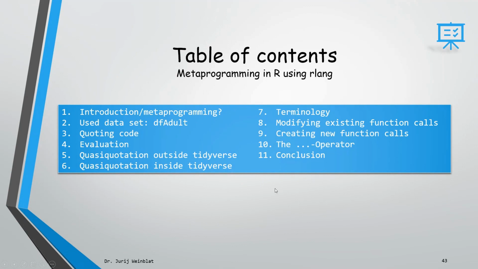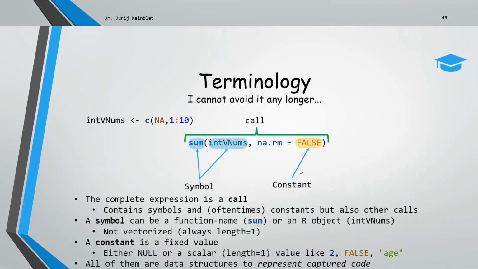Welcome back to the metaprogramming tutorial with rlang. I was able to avoid it for 6 sections, but now I can't avoid it any longer. Let's have a look at terminology. It helps you get a little more structure in your understanding of metaprogramming, and it helps you understand the following 4 sections.